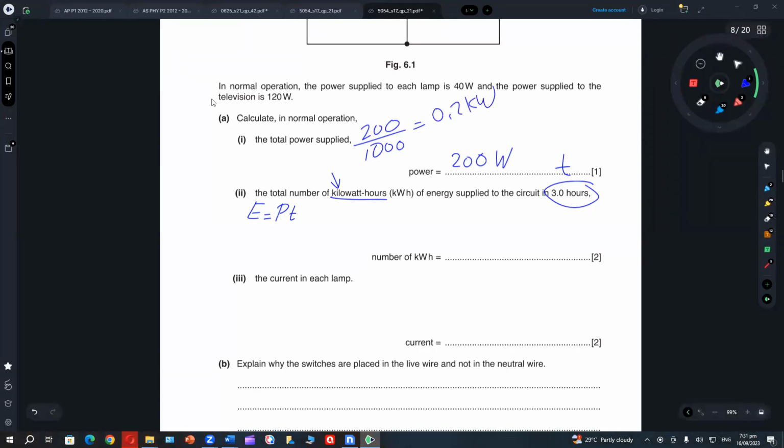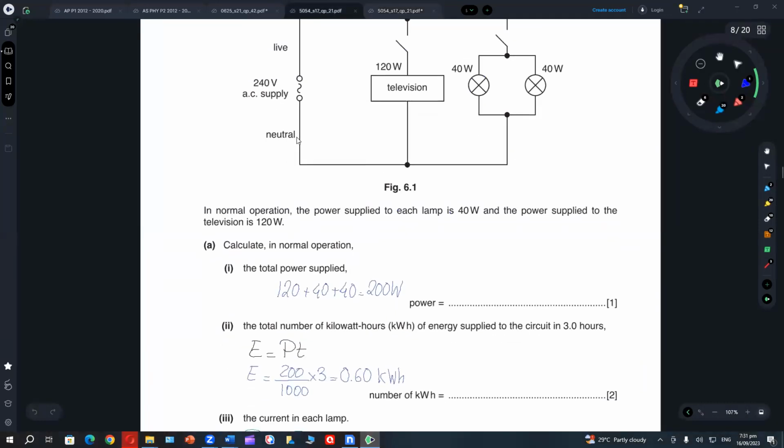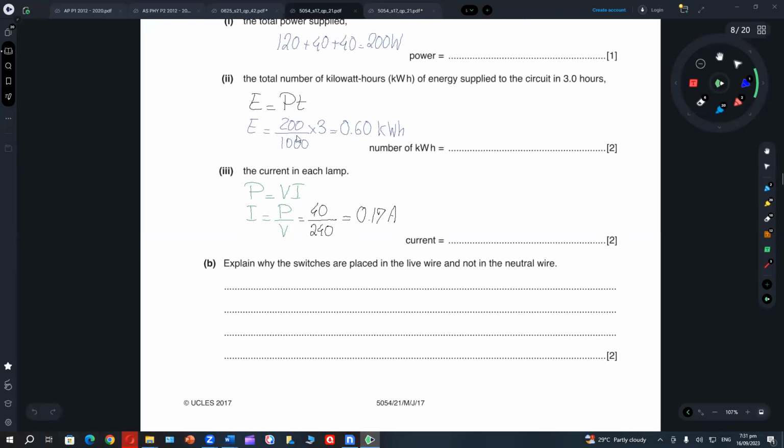So the formula is there: energy is equal to power into time. Multiply this and solve it. Then he wants current. The formula says P is equal to VI, so I is equal to P upon V. Put them and solve it.